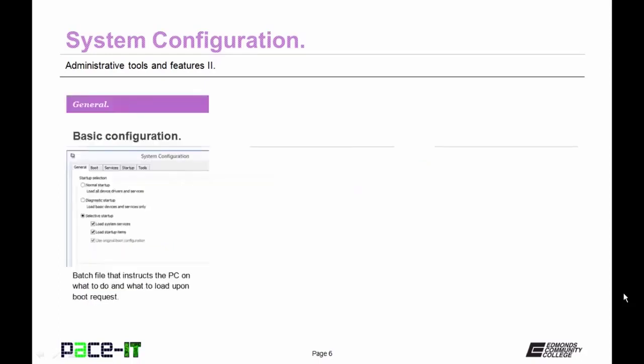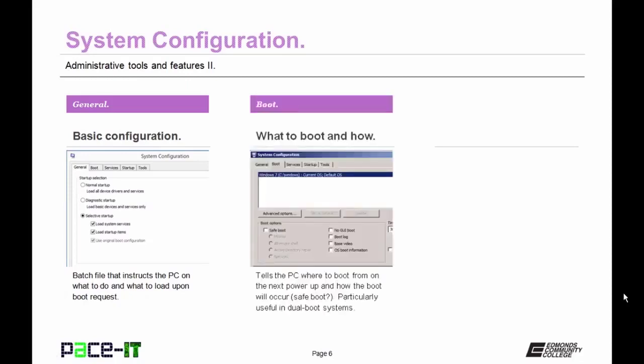Now the General tab is a representation of a batch file that instructs the PC on what to do and what to load upon a boot request, upon power up. From the Boot tab, the administrator can tell the PC where to boot from on the next power up and how the boot will occur. Will it be a safe boot? So on and so forth. It's particularly useful on dual boot systems.